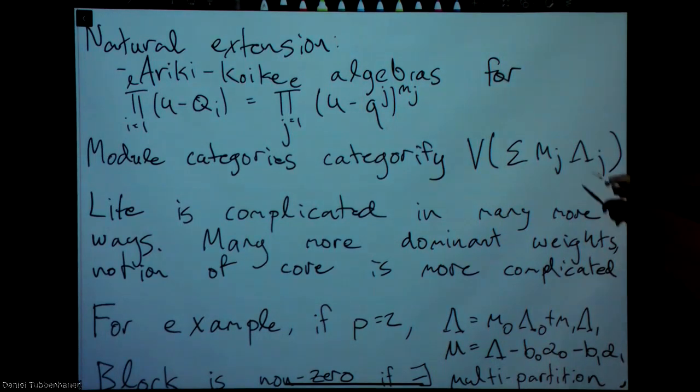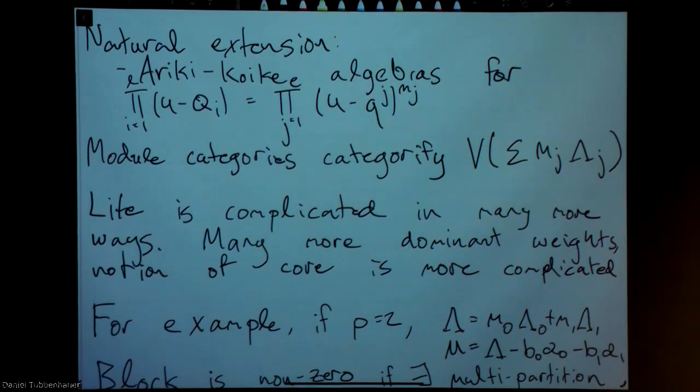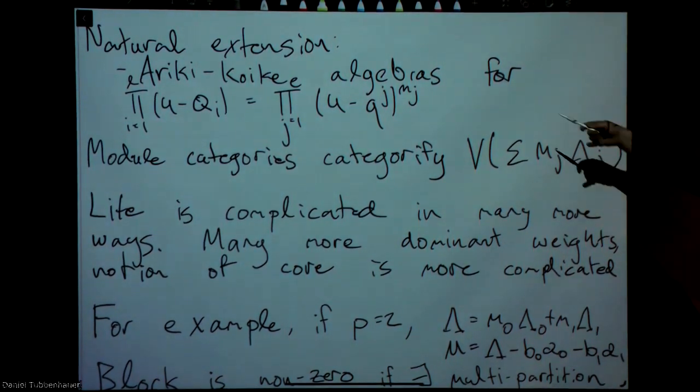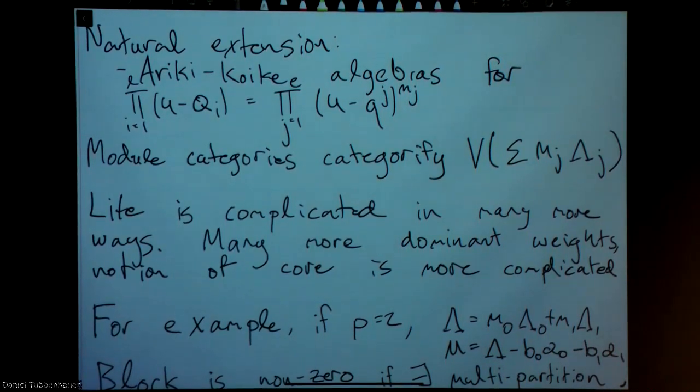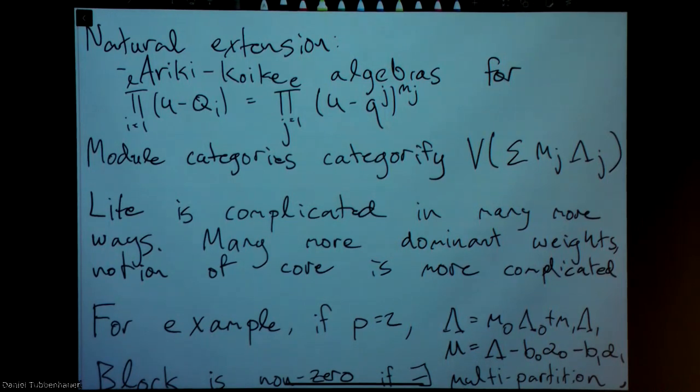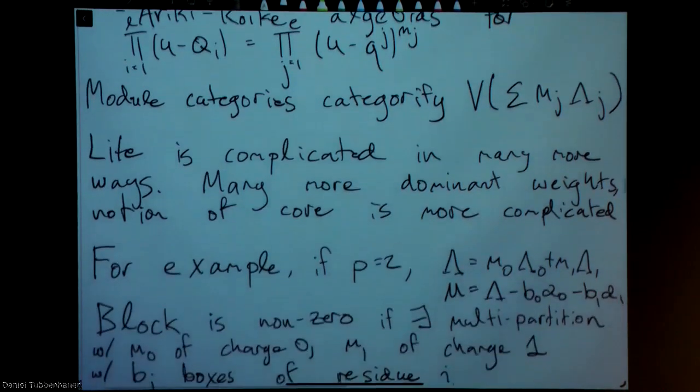So the module categories over these categorify other simple modules over SLP hat. And you can get any highest weight simple module over SLP hat by taking the right polynomial. Now, life is much more complicated in many ways when you do this. In particular, there's more than one dominant weight space under adding delta. So there are more orbits you have to worry about, and notions like core and such get more complicated. But it's really not too bad.